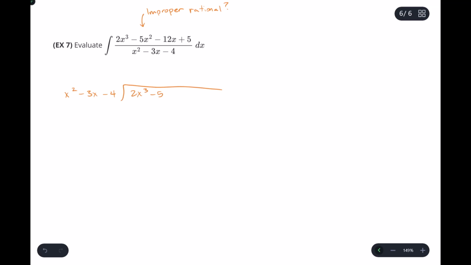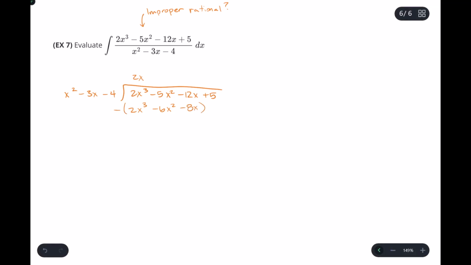All right, so I'm just going to take the denominator that goes on the outside of my long division bar, and the numerator goes underneath. Now, I just start with the first term, and I ask myself, what do I need to multiply this by to get exactly 2x cubed? Well, that is 2x, not just x. Sorry about that. Okay, so 2x times 2x squared would give me 2x cubed. 2x times negative 3x would be negative 6x squared. 2x times negative 4 would be negative 8x.